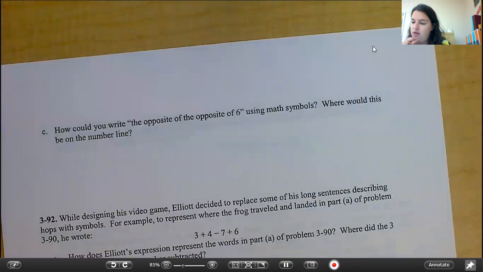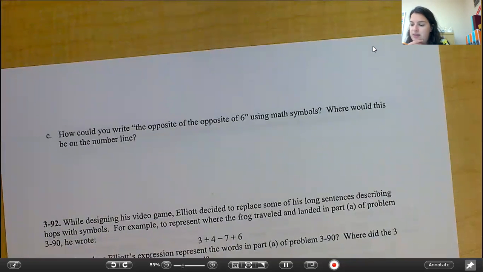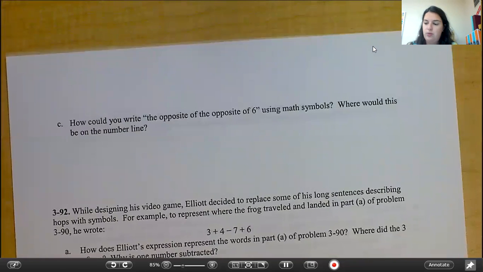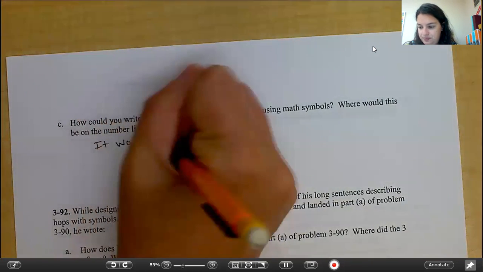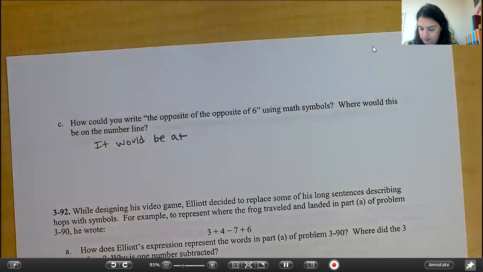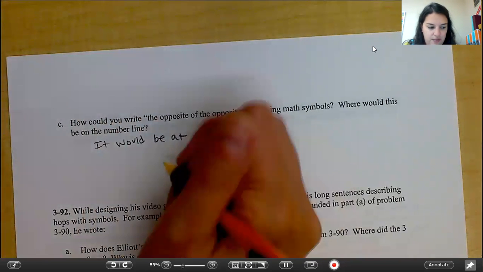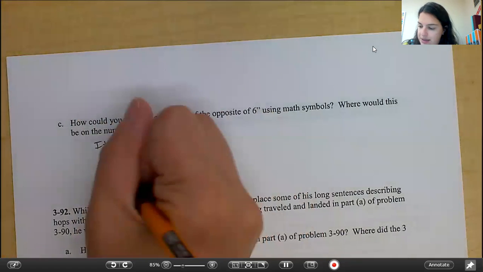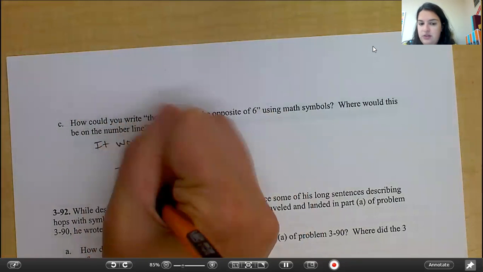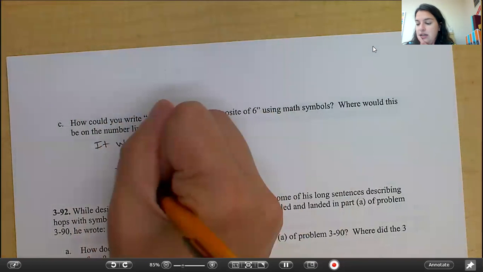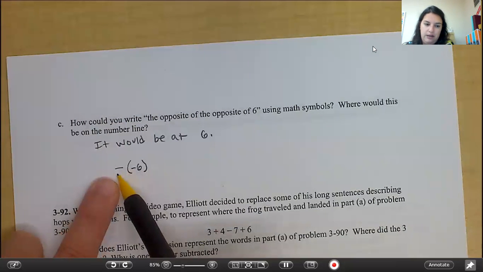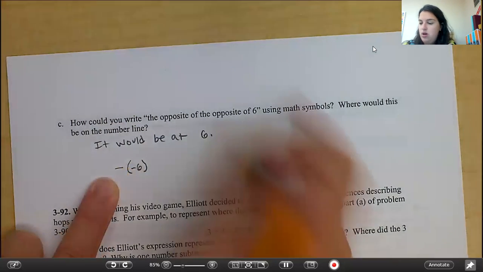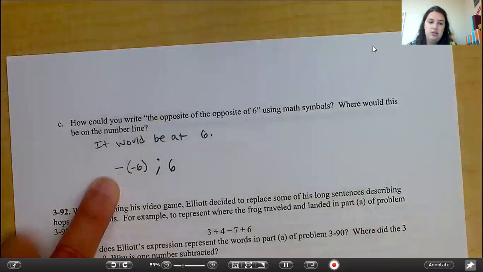So part C says, how could you write the opposite of 6 using math symbols? Where would this be on the number line? So I already helped you with where it would be on the number line. It would be at 6. The opposite of 6 is negative 6. So that's going to go in the parentheses. And then the opposite of the opposite would have another negative. So we have another negative on the outside, which in turn would also just be 6.